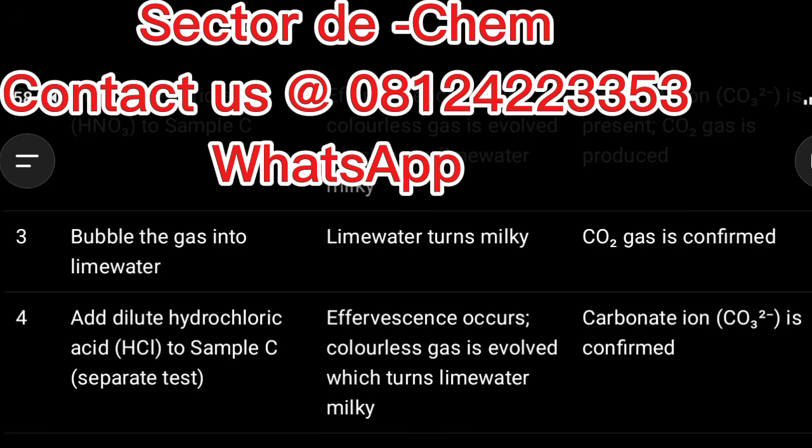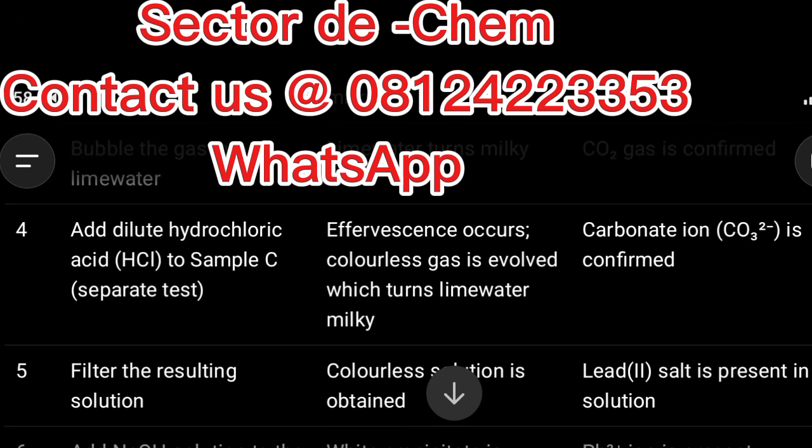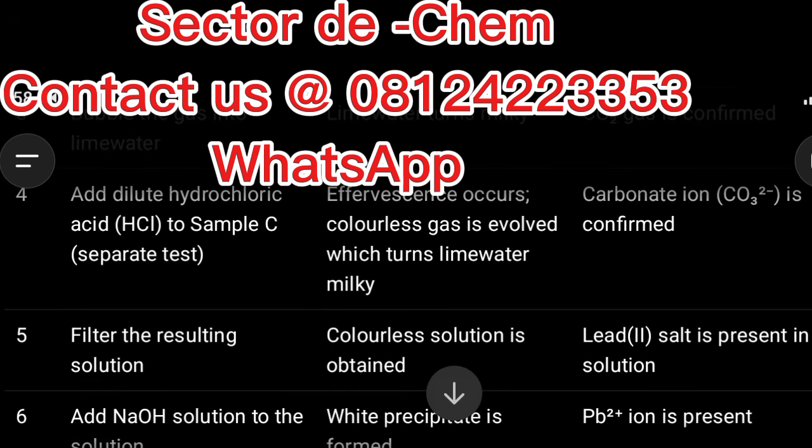And if they ask you to add hydrochloric acid to the sample, the observation here is: effervescence occurs, colorless gas is evolved, which turns lime water milky. So now your inference is: carbonate ion is confirmed. And then test 5: filter the resulting solution, colorless solution is obtained. And then your inference is: lead salt is present in solution.